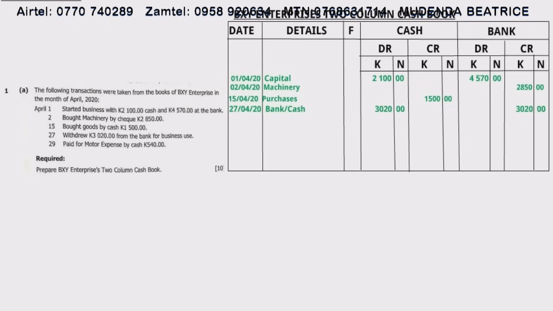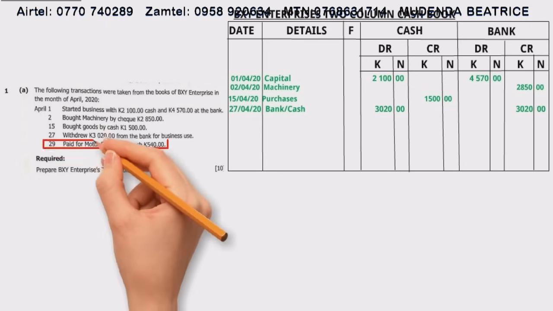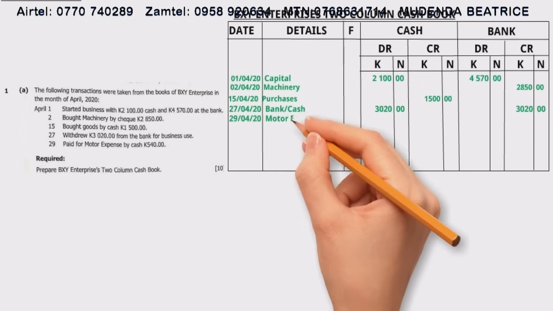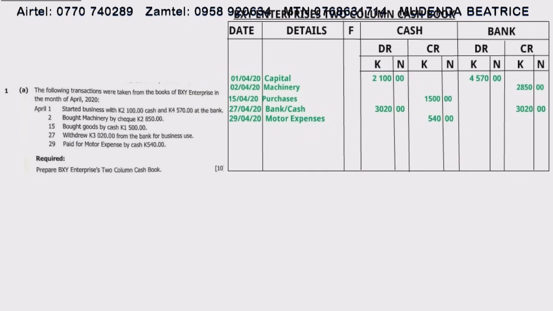Then we come to the transaction that happened on 29th, which is paid for motor expense by cash, 540 kwacha. So we write motor expenses, then the amount, 540 kwacha. Since he paid by cash, we are going to credit the cash column, so we put 540 kwacha.